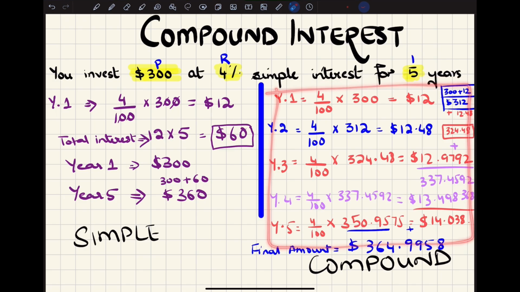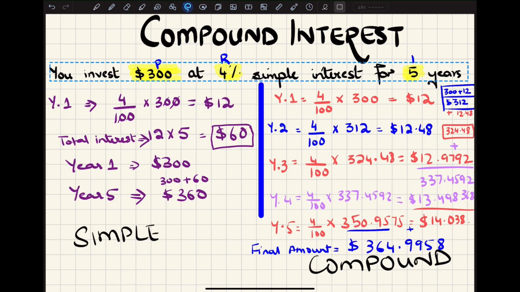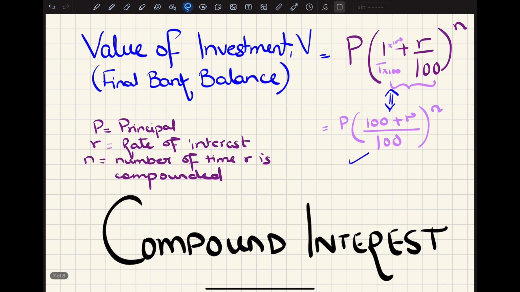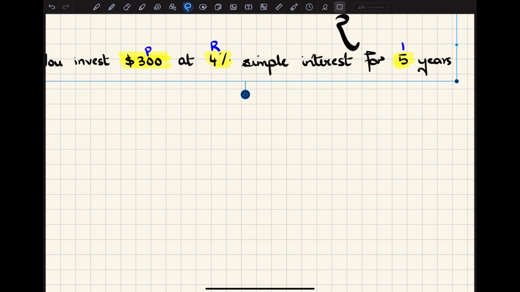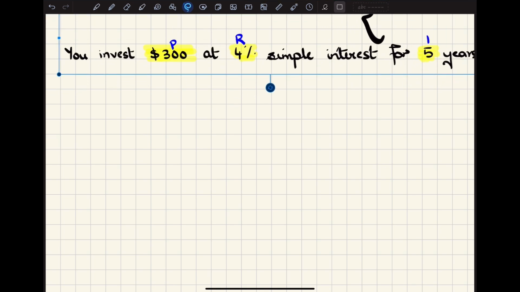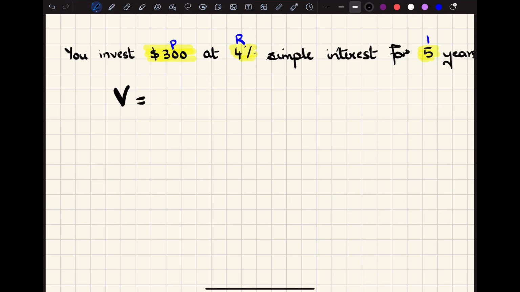So what was the question? The question was that you invest this. So this was the question. Now what are we going to do? We are going to apply the formula that we've learned. Okay. So what is the formula? V is equal to P into (100 plus R over 100) raised to the power n.